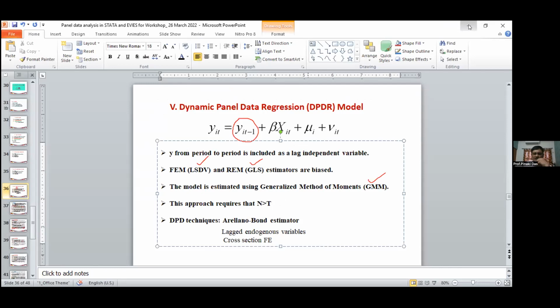I think you are quite familiar with the statistical software EViews. Do you have any question, or in the chat box, some message? You can ask me also. The PPT is not visible. Now it is visible.